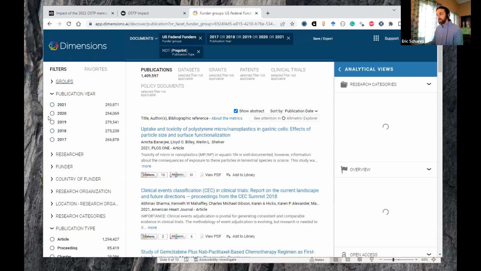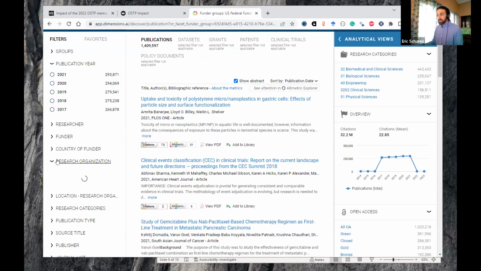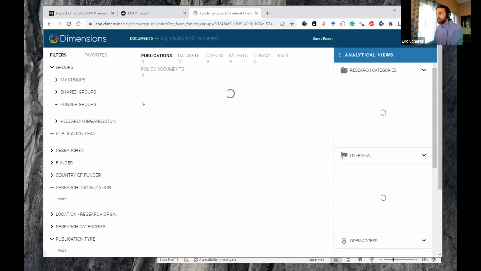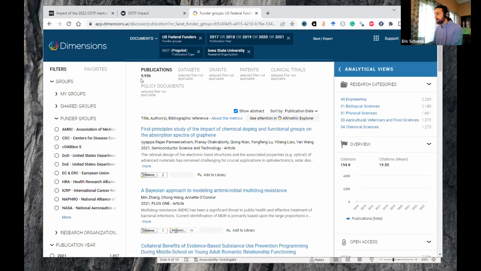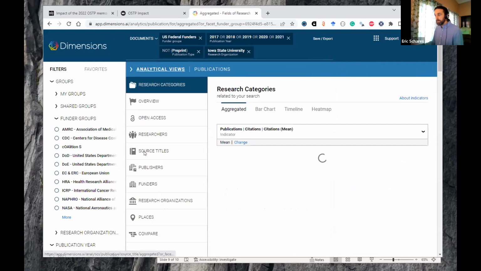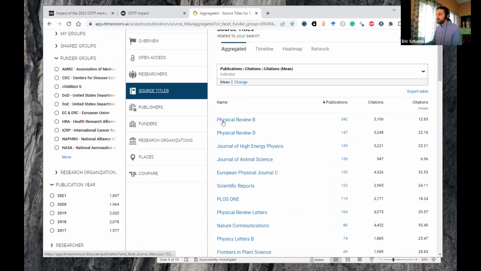If you wanted to, maybe look at the impact, maybe more focused on your university, you can come to research organization. Again, I was Iowa State. We had like 10,000 or so. Yeah, 9,900. And then come out here to analytical views and maybe look at source titles. So where did my campus publish our federally funded research? We were mostly in Physical Review B and D, High Energy Physics, Journal of Animal Science, right?